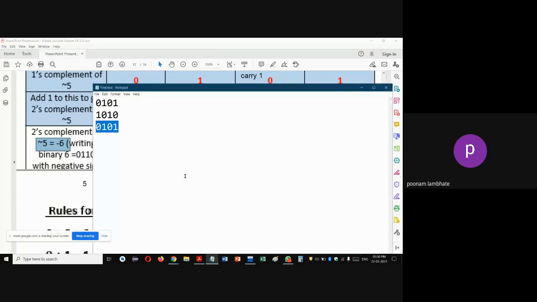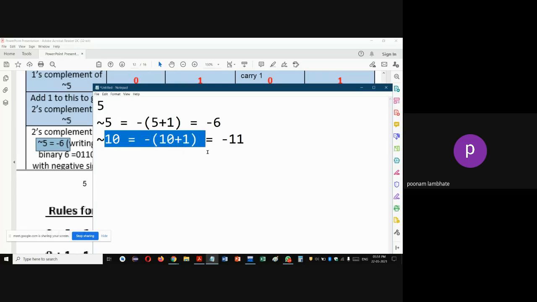So the shortcut for this, instead of doing all this, is: suppose you have the number 5, then not 5 is equal to, put a minus sign, and within brackets write the number plus 1. Okay, this is the shortcut. Suppose you have not 10, it is equal to minus, and within brackets number plus 1. So this becomes minus 6, which we have just seen, and this becomes minus 11. Have you understood the shortcut?